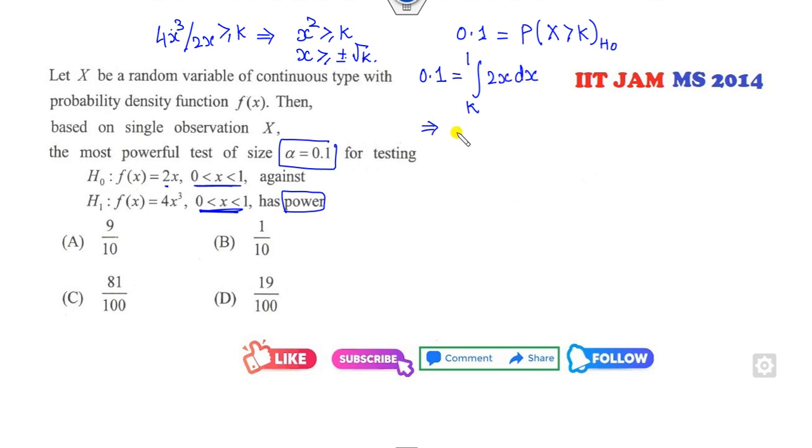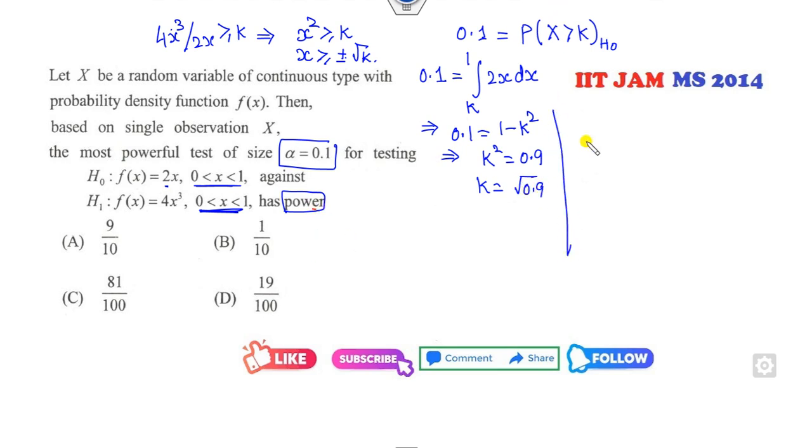So what is the integration of this? 0.1 is x square, so 1 minus k square. So what is the value of k? k square is 0.9. So k will be root 0.9.